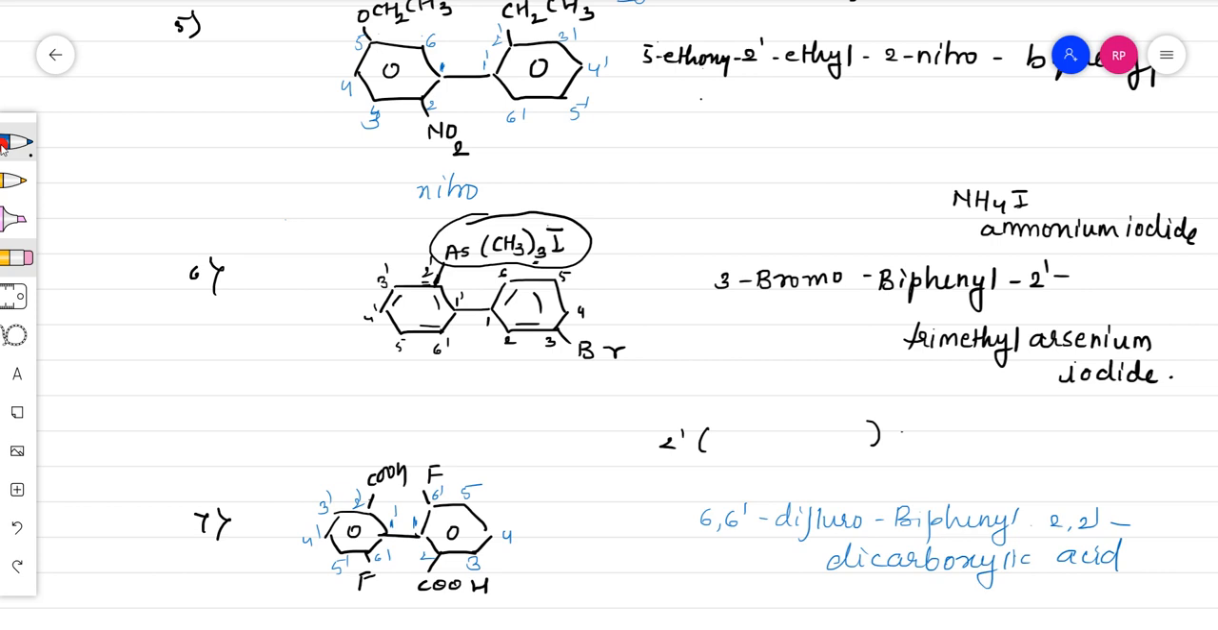I guess that is enough. So you can practice more such nomenclature.